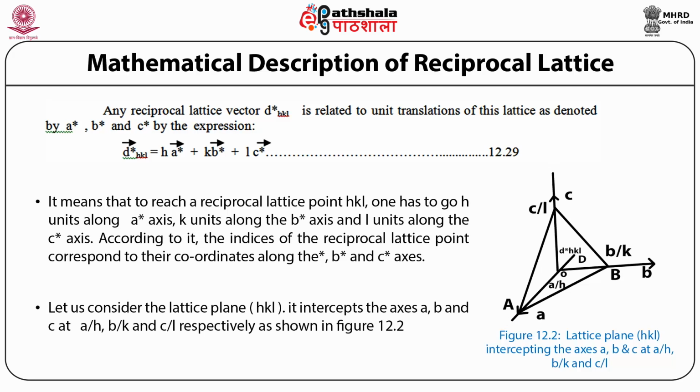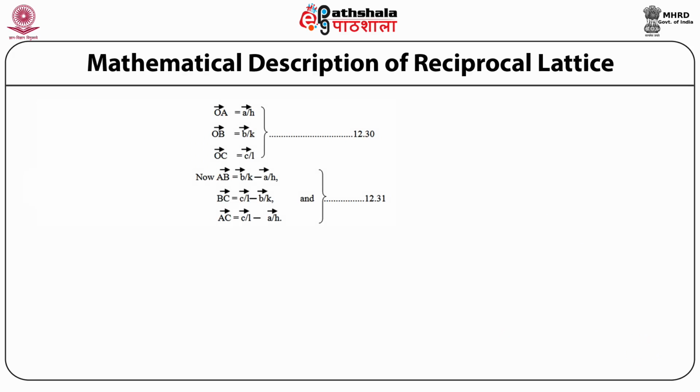It intercepts the axes A, B, and C at a/h, b/k, and c/l respectively, as shown in figure 12.2. Figure 12.2 shows lattice plane HKL intercepting the axes A, B, and C at a/h, b/k, and c/l. Vector OA is equal to vector a/h, vector OB is equal to vector b/k, vector OC is equal to vector c/l. All these are put as equation number 12.30.